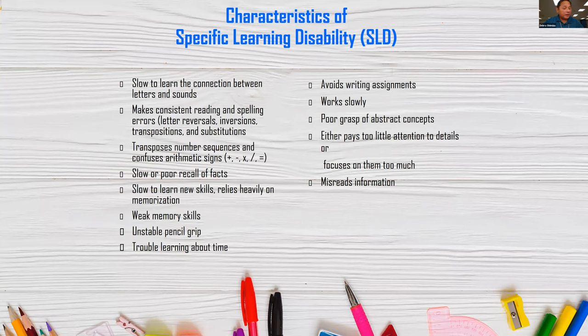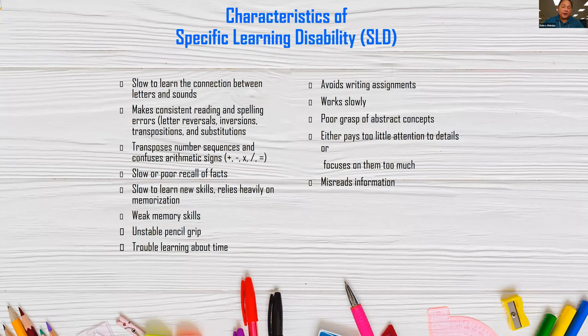Here are some common characteristics of a student with a specific learning disability. Students with SLD make consistent reading and spelling errors. If you remember the definition that I just gave, they have deficits in processing spoken and written language. So it flows naturally that these students will have learning deficits with reading and spelling. They also make common errors. I'm going to show you an example of a student with a specific learning disability's work sample so that we can see that, via these characteristics, they do manifest in their day-to-day work. Students with specific learning disabilities make common reading and spelling errors.